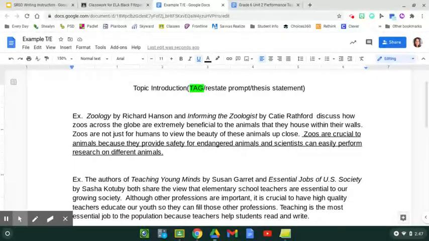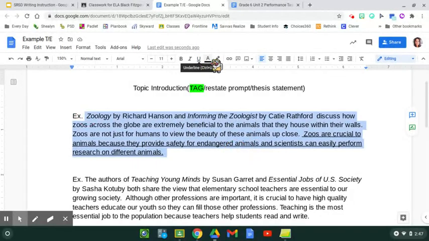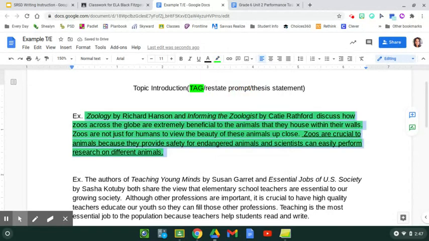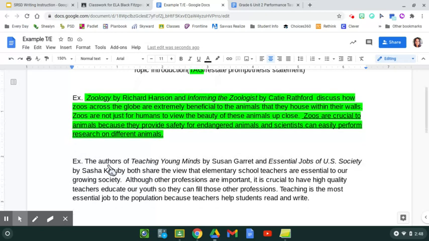So when we are highlighting our topic introduction, that's this whole thing right here, we're going to be highlighting the whole thing green. That way we know when we're done writing our whole essay, we have our topic introduction. And as you can see, it's not just one sentence, it's multiple sentences, which include the tag, restating the prompt, and the thesis statement. So let's look at another example.